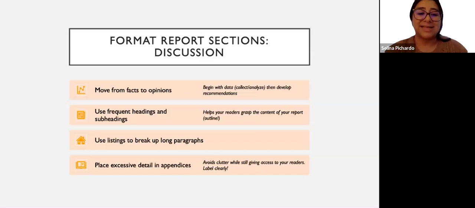And then place excessive detail in the appendices. This just helps avoid clutter while still giving access to your readers. And make sure you are labeling them clearly. You can give a brief overview and then say more found in appendix A, more found in appendix B.